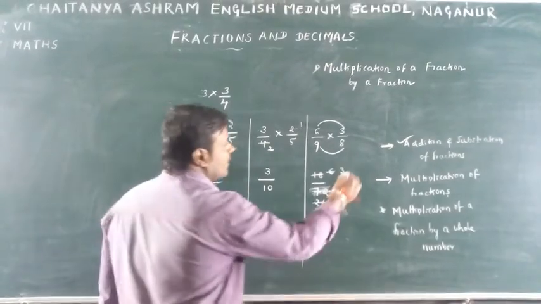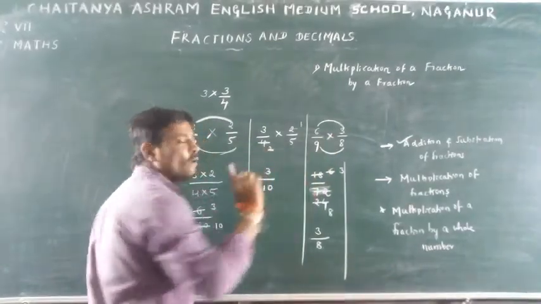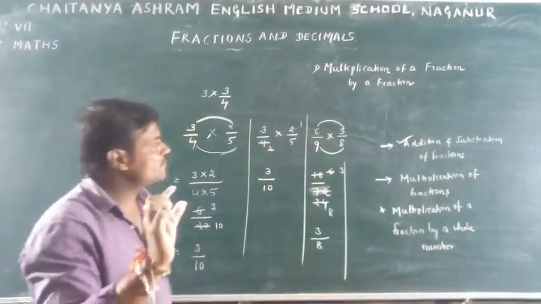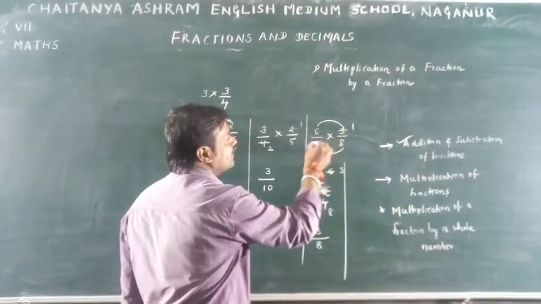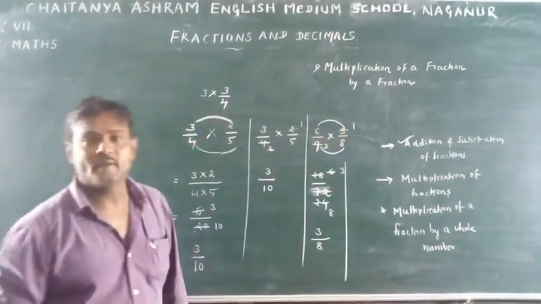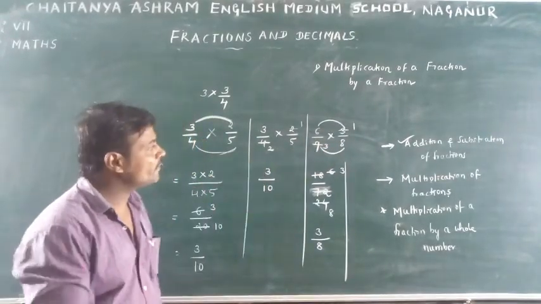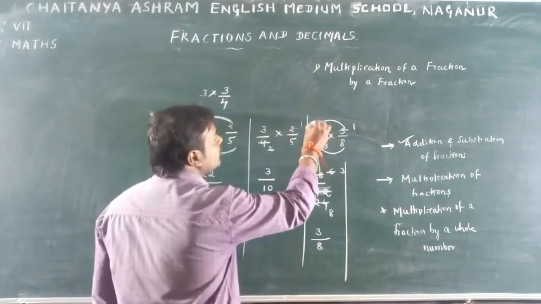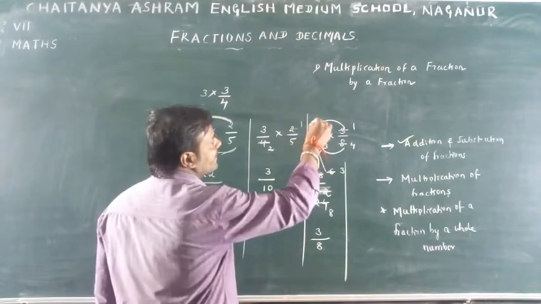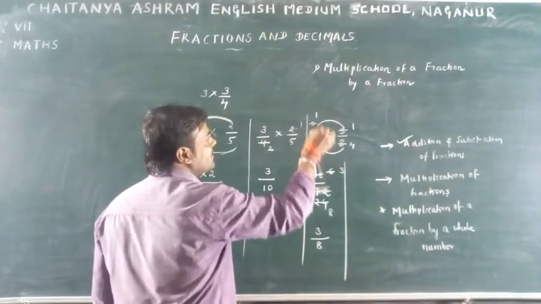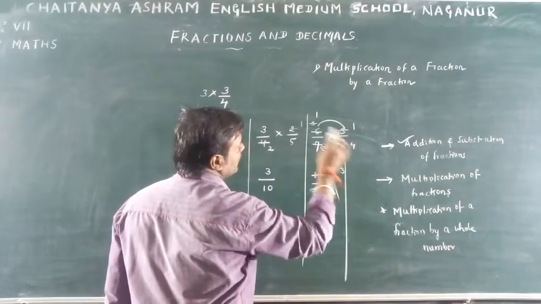Or you can do it in this way also. Both 3 and 9 have a common factor, that is, both are divisible by 3. Cancel them. 3 ones are 3, 3 threes are 9. Again 6 and 8 have a common factor, that is, both are divisible by 2. 2 threes are 6, 2 fours are 8. Yes, then these threes get cancelled. What remains? 1 by 4.